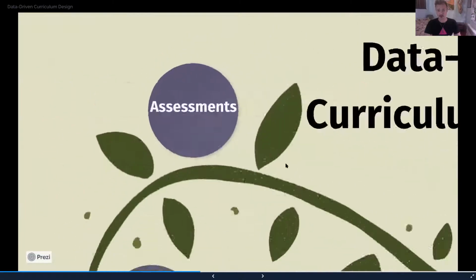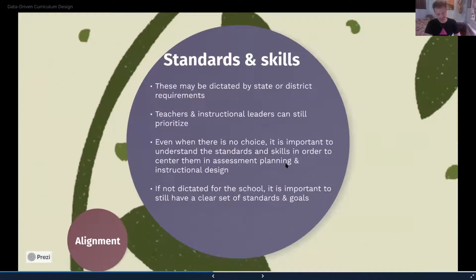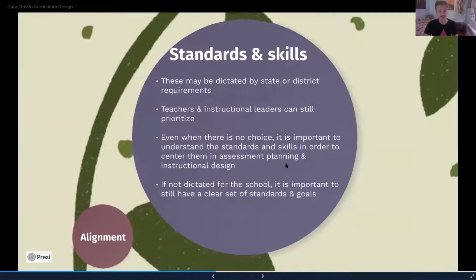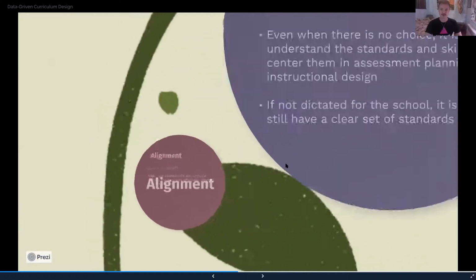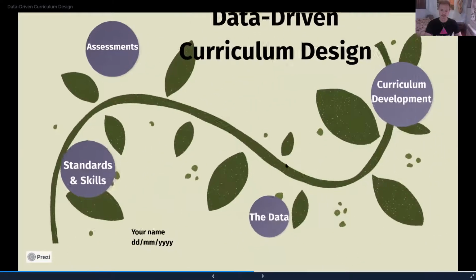So you are looking at the standards. It should all be centered around the standards, and in most cases, your state and district is going to dictate this for you, so you don't have a lot of say, but what you do have say in is which ones you prioritize and how you prioritize them. It's also really important to just understand them because everything should be centered around them and aligned to them.